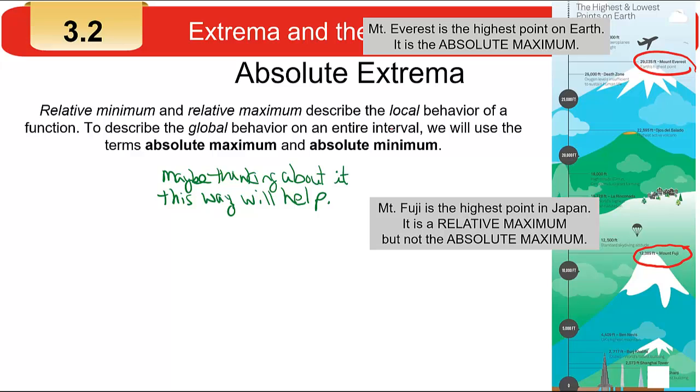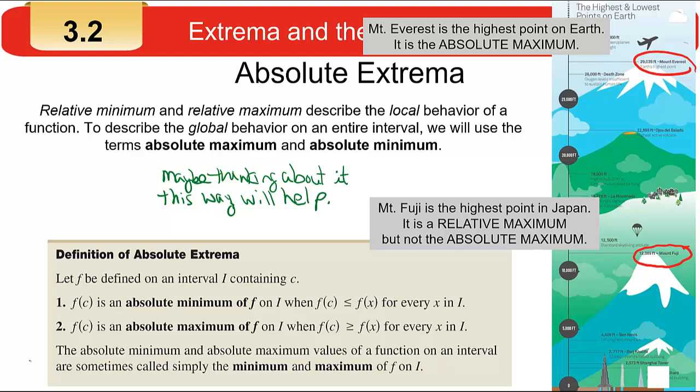Now it turns out if you're an absolute maximum, you can also be a relative maximum. So if you're standing around Mount Everest, not only is it the tallest thing on Earth, it's also the tallest thing in your neighborhood. So it's a relative maximum and an absolute maximum. And in case you're interested, here's the definition of absolute extrema. I'm not so worried about you knowing the definition.